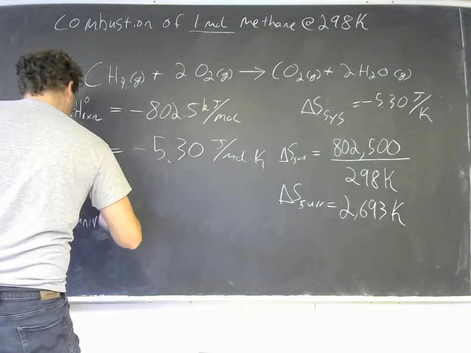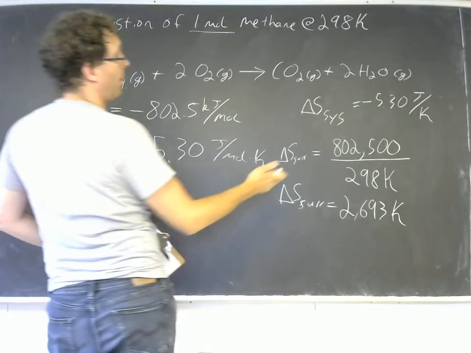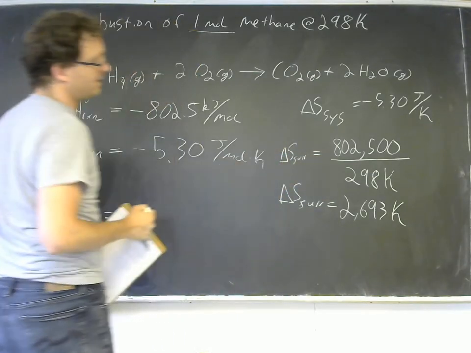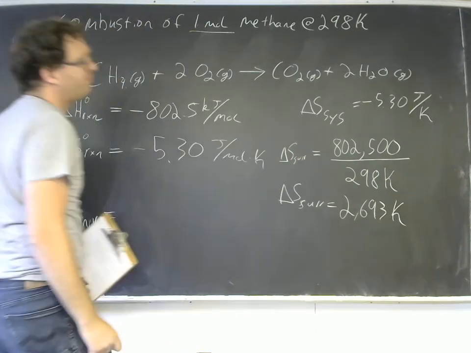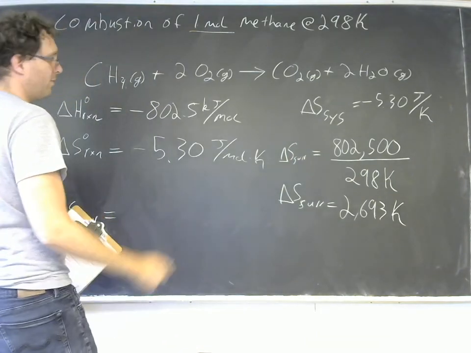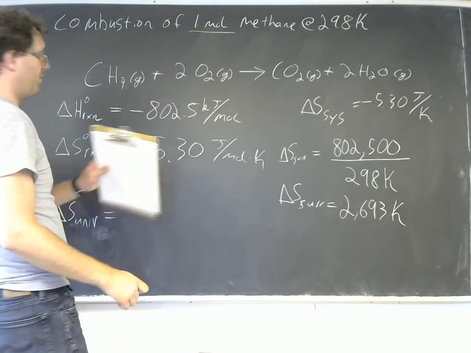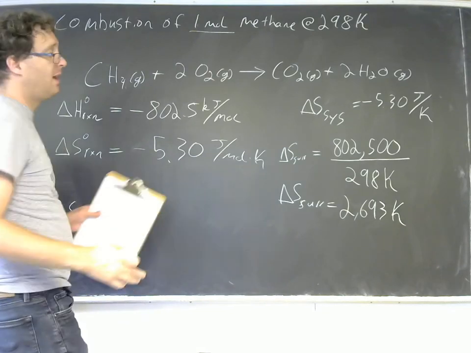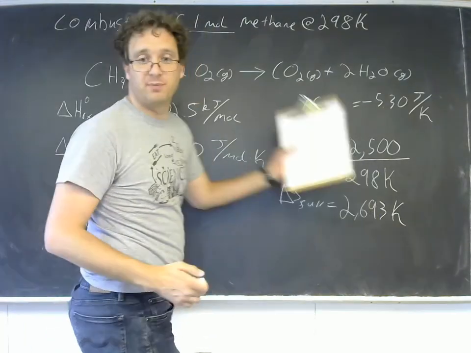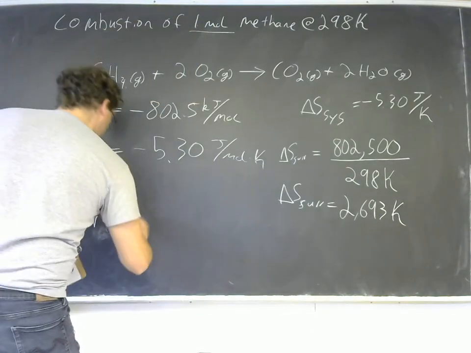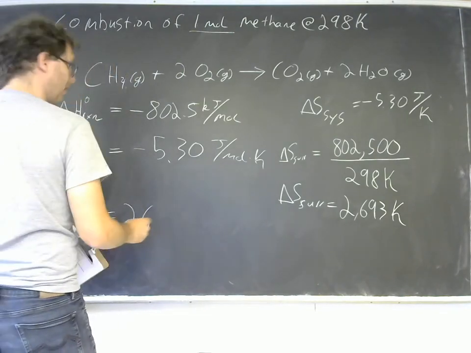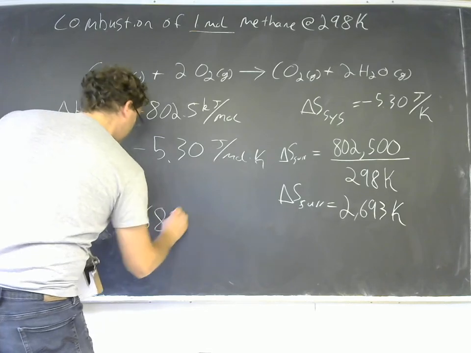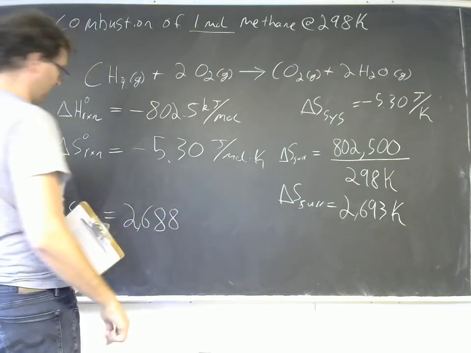Delta S universe is going to be 2,693 plus a negative 5.3. We really only get a couple of sig figs on this, but I'll carry this out to the ones place just to be extra cautious with not throwing away potentially significant figures.